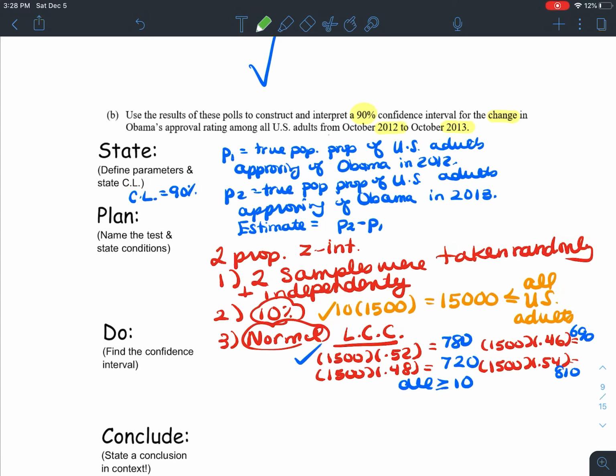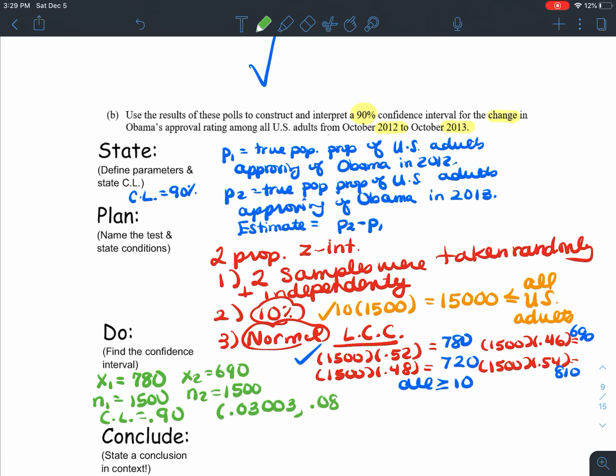You would press Stat Test, go down to option B where you're selecting 2 prop Z interval. Write on your paper all of these inputs. Okay, all of these inputs. So 780, 1500, 690, 1500, confidence level 90%. Hit calculate. Here is our difference in the approval rating proportions here in those 2 years.